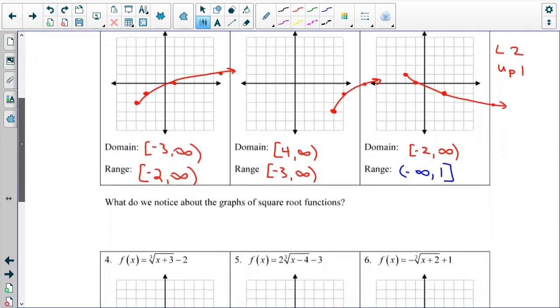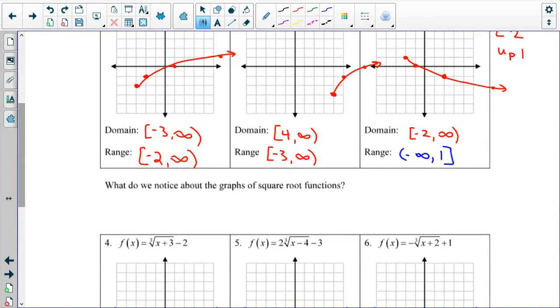So what do I notice about the graphs of the square root functions? They have restrictions on domain and range in one direction.